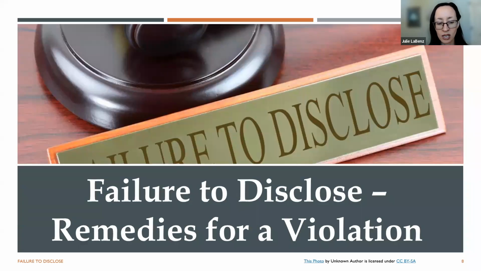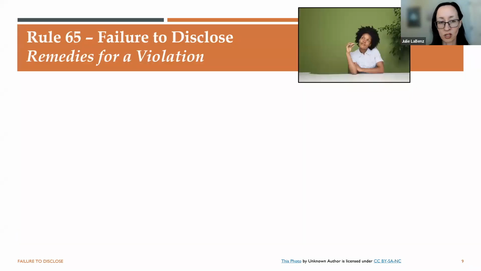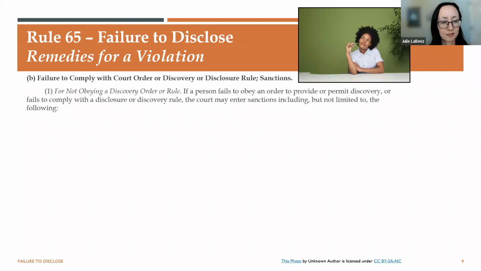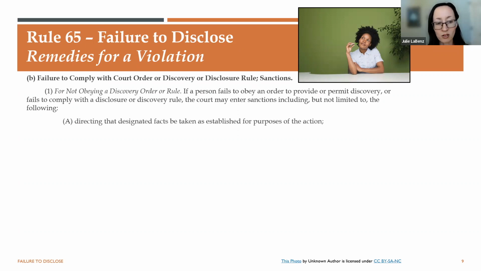All right, let's look at some of the remedies you can request if you can prove a failure to disclose. First, we've got not obeying a discovery order or rule. If a person fails to obey an order to provide or permit discovery, or fails to comply with a disclosure or discovery rule, the court may enter sanctions, including but not limited to the following. The court can direct that designated facts be taken as established for purposes of the action.